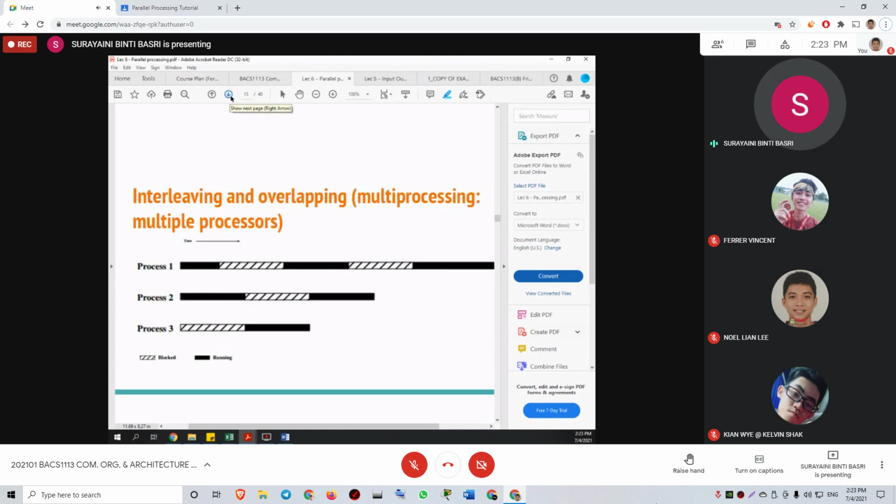And then for the architecture that has more than one processor, it will use the process of interleaving and overlapping.